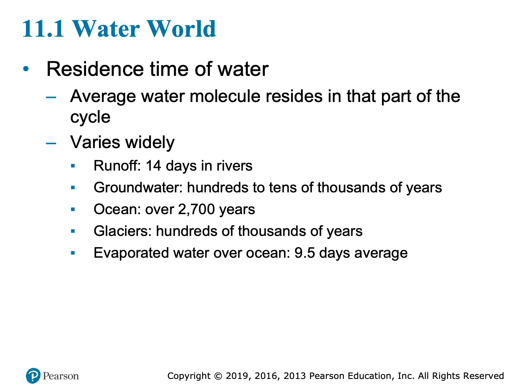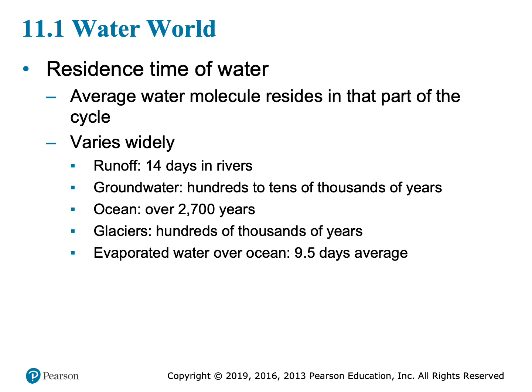The residence time of water is the average time a water molecule will reside in that part of the cycle. It can vary widely, so in runoff, a water molecule will spend about 14 days in rivers. In groundwater, it can stay under the ground for hundreds, thousands of years. In the ocean, water can stay in the ocean for, again, thousands of years.